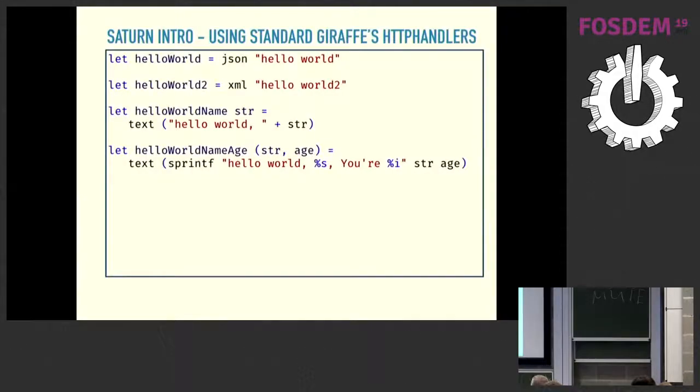So first of all, Saturn, as I've mentioned, has access to the rest of the ecosystem. Especially, it has access to all features that Giraffe provides. And Giraffe provides a really huge set of HTTP handlers, web parts, that can do different things. For example, write JSON and things like that. This is, again, not going into details. We don't have time for details, but that's just an overview. So yes, this is access to the old stuff.